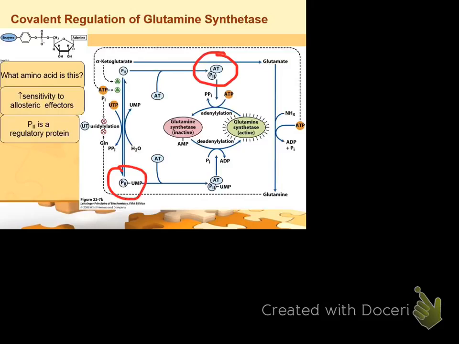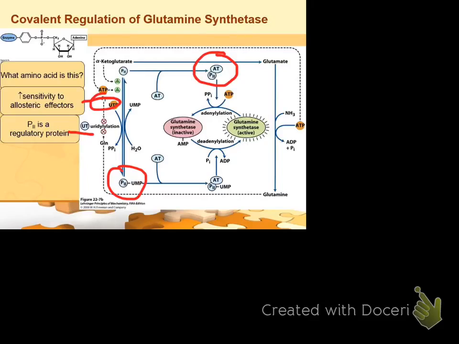So what happens is the P2 can be umped and have that UMP added to it by this enzyme, UT. What do you suppose the enzyme UT stands for? University of Texas. Ha ha ha. God, no. So, other than Ms. Burke, what does UT stand for? Exactly. Mm-hmm.